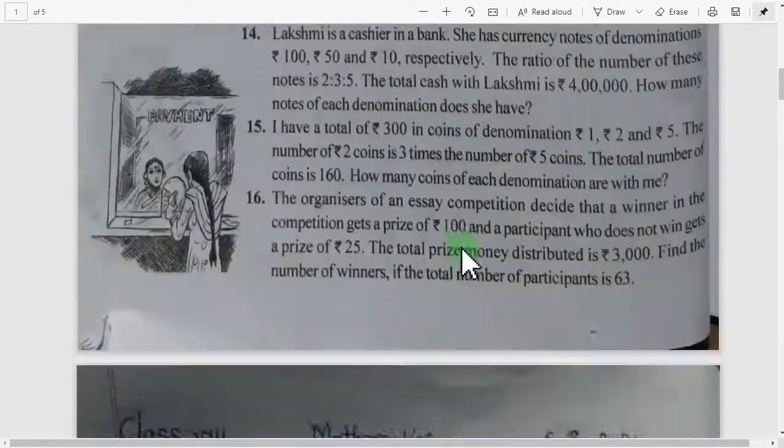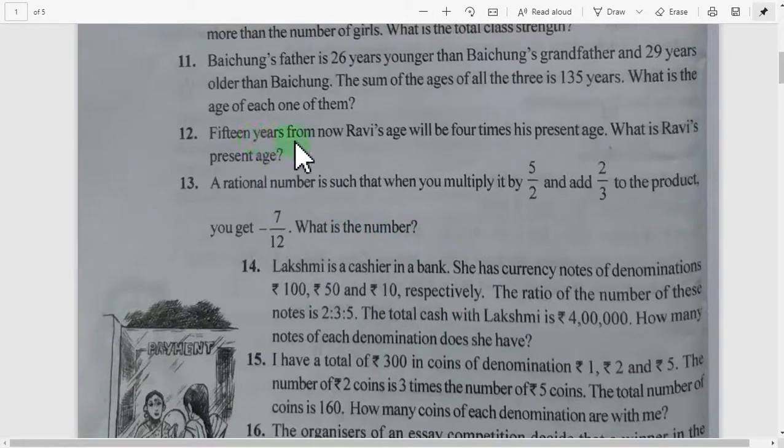Next, 12th question. 15 years from now, Ravi's age will be 4 times his present age. Here only one person, that is Ravi. After 15 years, Ravi's age is 4 times his present age. For the present age, if you multiply by 4, you will get Ravi's age after 15 years. What is present age of Ravi?